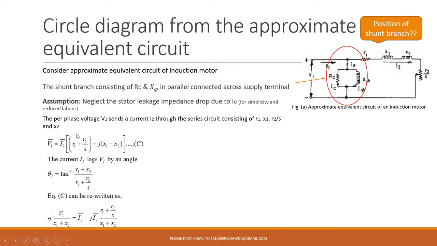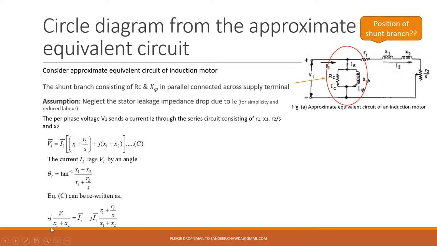So you are going to get this expression where theta 2 is given by tan inverse of (x1 plus x2) divided by (r1 plus r2 by s). Already we have seen the basis of the circle diagram. From this expression we are going to determine the current. How can that be determined? You just need to divide both sides by x1 plus x2. So the first term will become minus j V1 upon x1 plus x2. Basically you are dividing by j(x1 plus x2), so again j is multiplied in denominator and numerator.